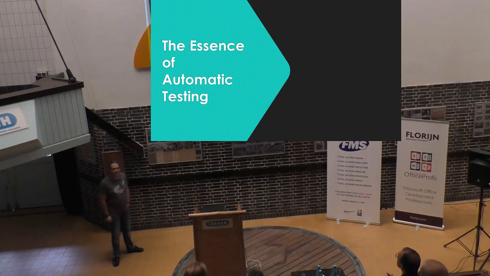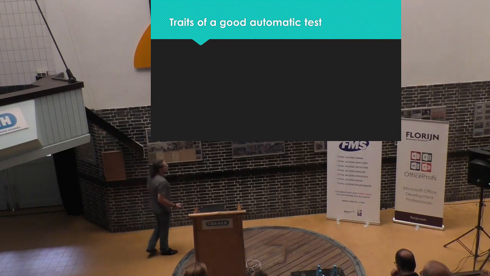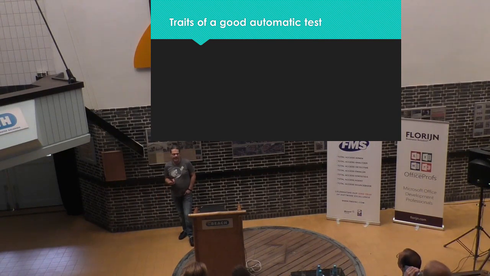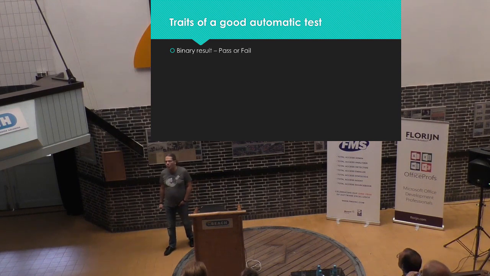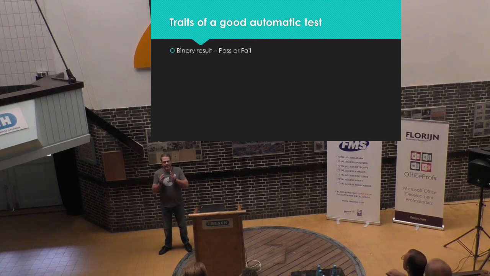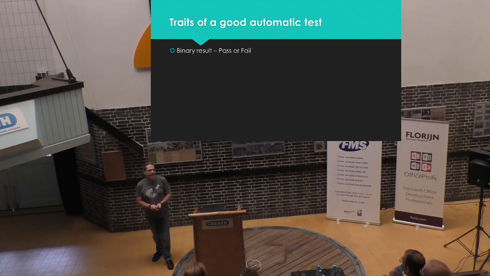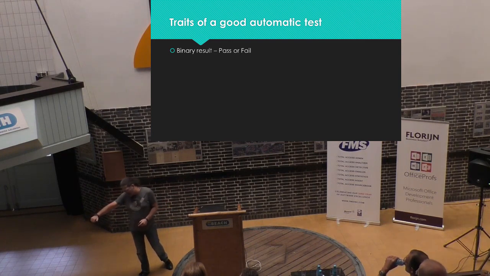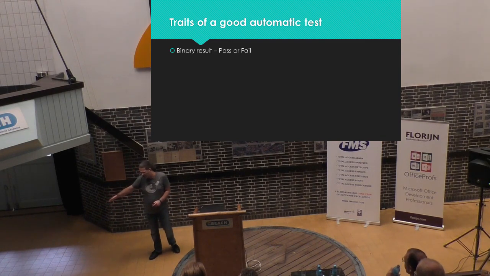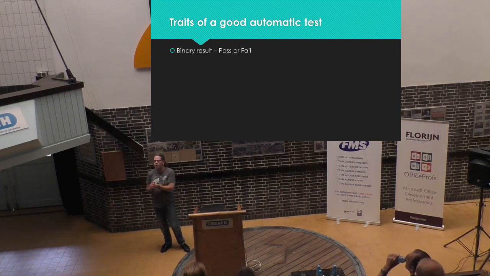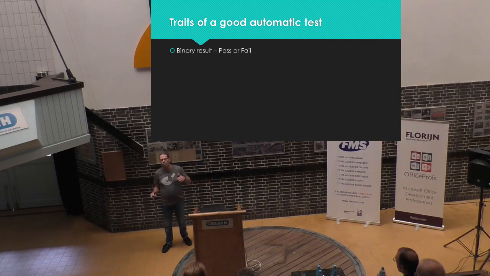Well, let's look at the essence of automatic testing. What are the traits of a good automatic test? The most important one is it needs to have a binary result. A test can either pass or it can fail. The result can be good or bad. There's nothing in between. If you need to look at the results and say, oh yeah, well, 8.7, that doesn't look too good, but maybe it's just passed. If you have to do some sort of interpretation of the results, the test is not suitable for automatic testing. You need yes or no as an answer in an instant.